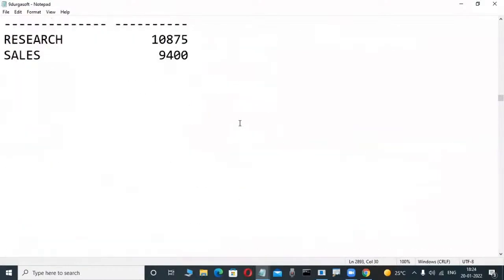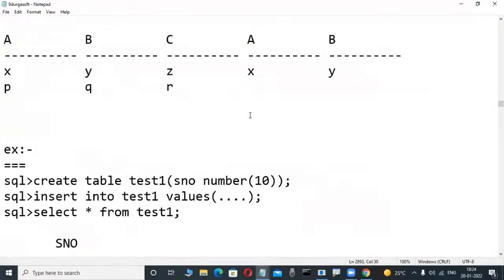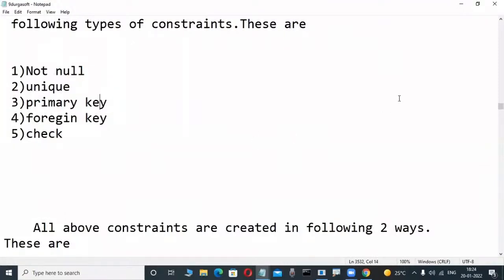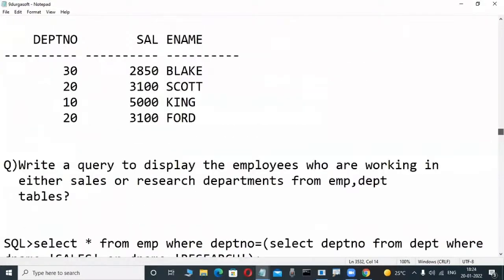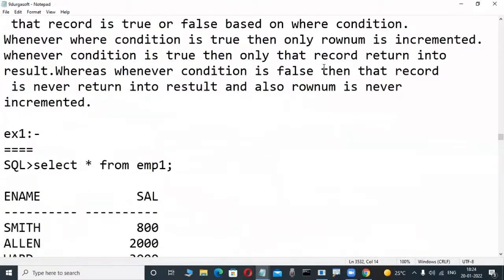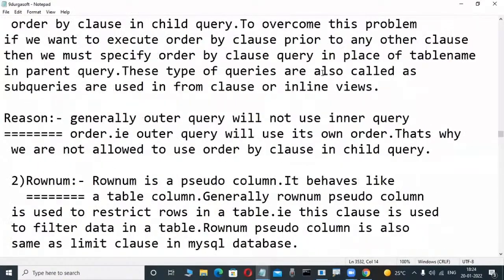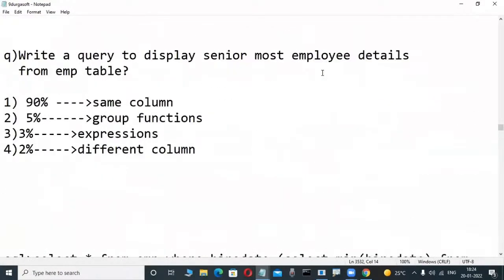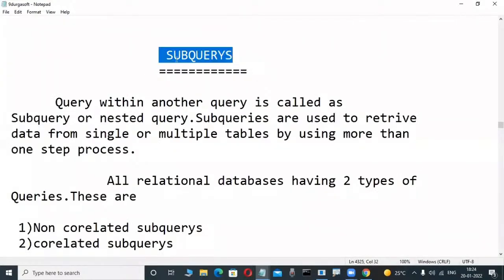Then constraints is a concept on our SQL language side: primary key, foreign key, check, so many things are there. Once we are good at those, we learn subqueries, a most powerful concept. A query within another query, with just one or two lines of code. These are the main chapters, and subqueries in a database are most powerful.